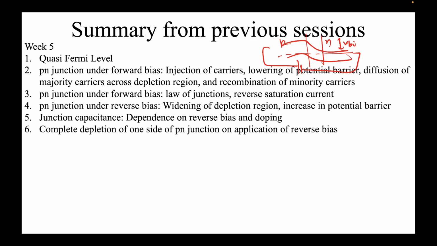On reverse bias, the opposite thing happens. The depletion region widens, and the potential barrier increases, and this is closely linked to something called the junction capacitance. Naturally, it depends on the reverse bias and the doping.